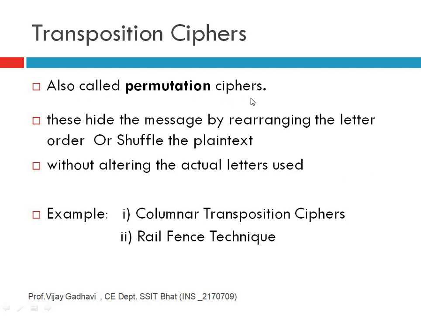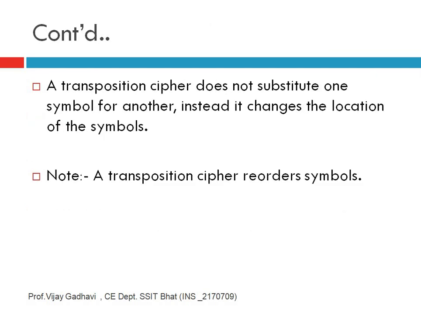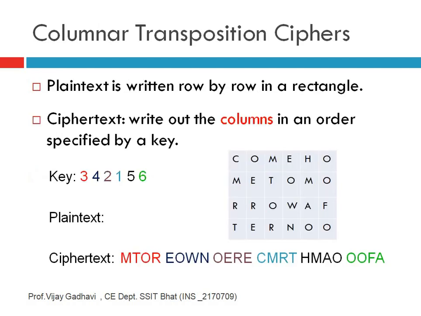It's also called permutation. This hides the message by reordering letters and shuffling the plaintext without altering the actual letters used. Examples are the columnar transposition cipher and the rail fence technique. They both are examples of permutation ciphers. A transposition cipher does not substitute one symbol for another. Instead, it changes the location of symbols. A transposition cipher reorders symbols.